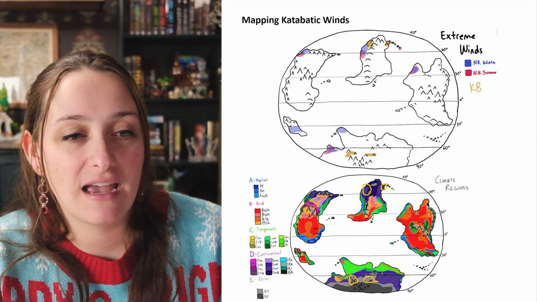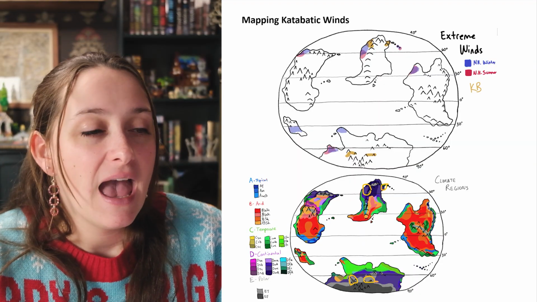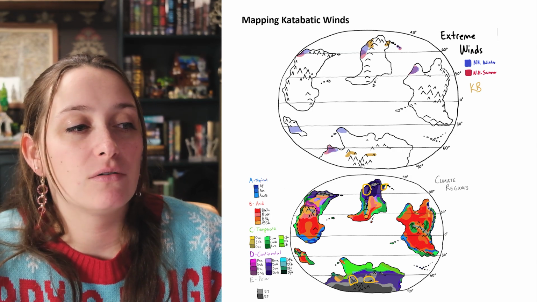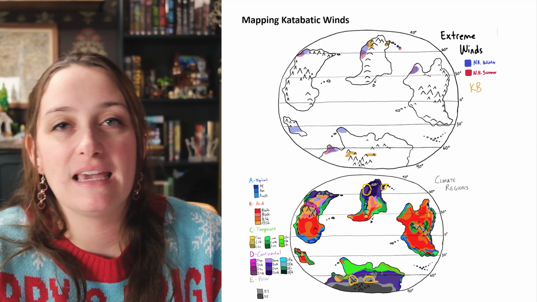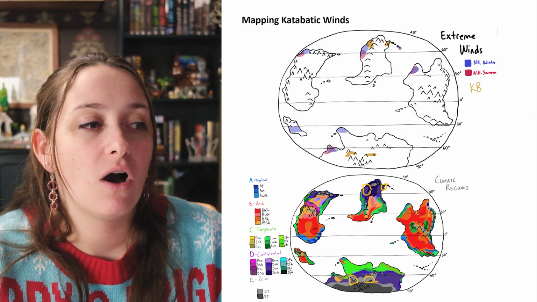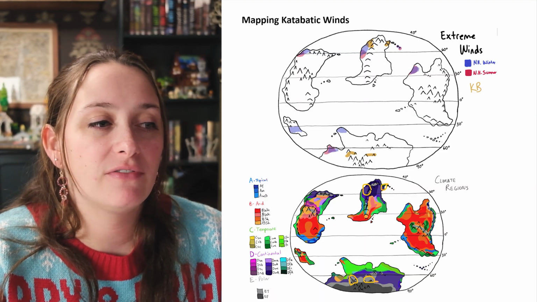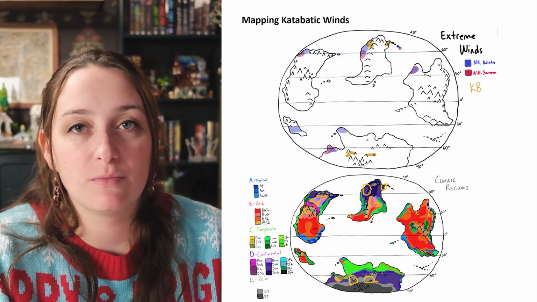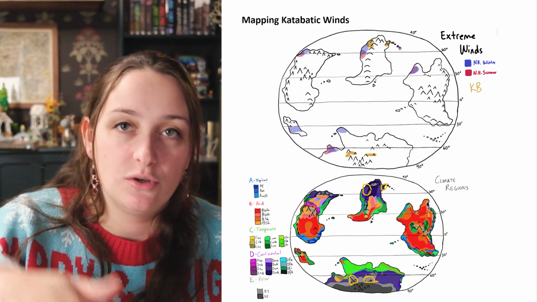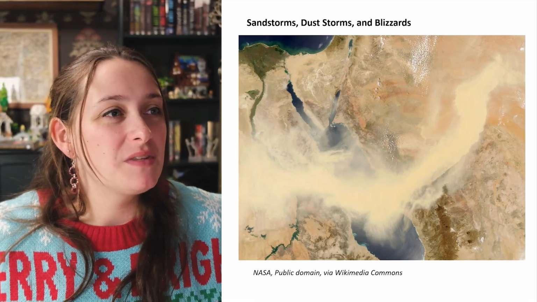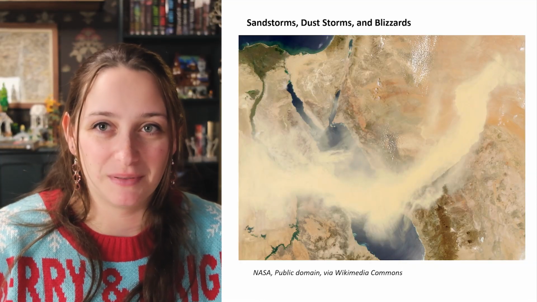have cold, dense air flowing down towards the coasts. And this is basically anywhere where you have rugged terrain, right, where you're seeing a decrease in elevation on the edges of your ice sheet. So you can look at your EF climate zones where it's pretty rugged terrain, where you would have that decrease in elevation. All right, so let's move on to sandstorms, dust storms, and blizzards.